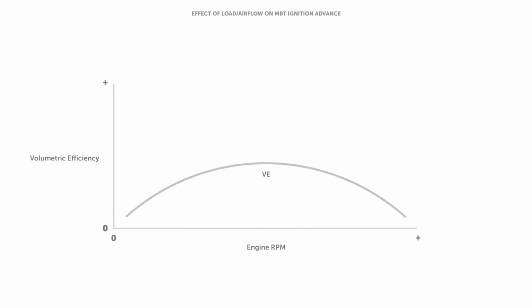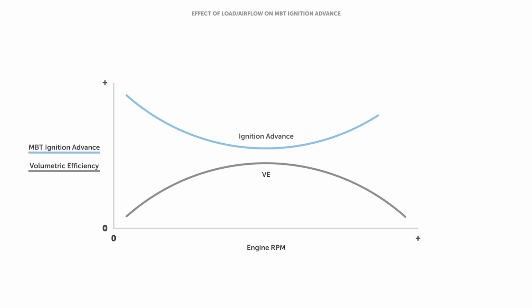As the VE or airflow increases, we need less ignition advance because the combustion happens faster. Likewise, at low and high RPM, where the VE and hence airflow are lower, we tend to need more ignition advance. If we plot this trend, forgetting for a moment that we're also changing the ignition advance in relation to RPM, we get a trend that looks a bit like this. You can see that we have more ignition advance at low and high RPM, but less around the area where the engine makes peak torque, because this is where the engine is combusting the most fuel and air.